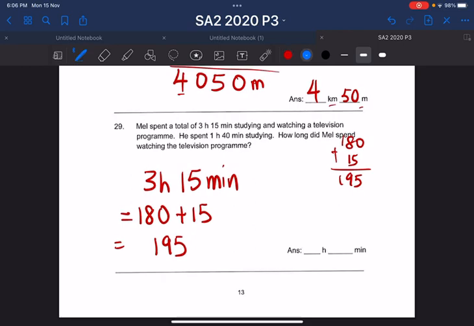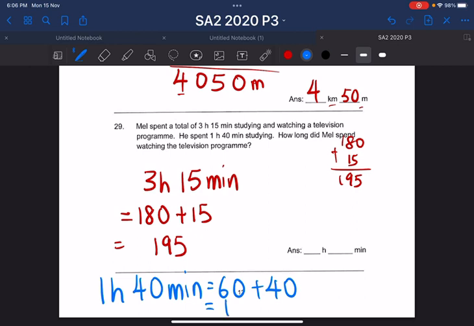Now, what I'm going to do is start to convert the other time, 1 hour 40 minutes. Let's convert this as well. 1 hour is 60 minutes. 40 minutes is just 40 minutes, right? So you get a total of 100 minutes. Alright, now the magic is coming. Your total is 195 minutes and 100 minutes is spent on studying.